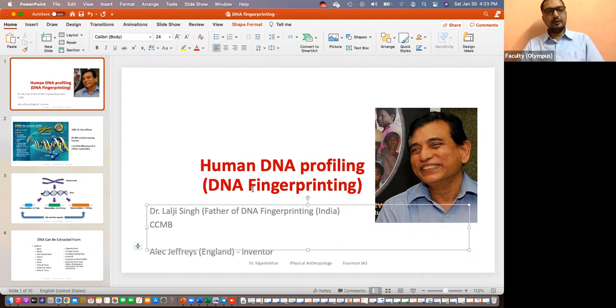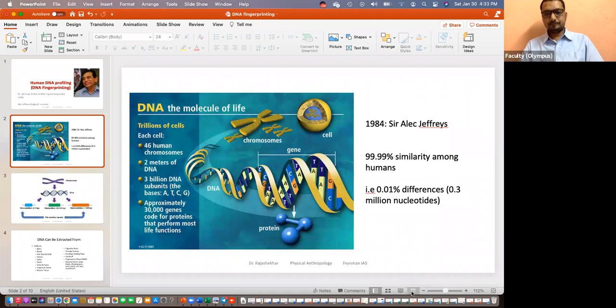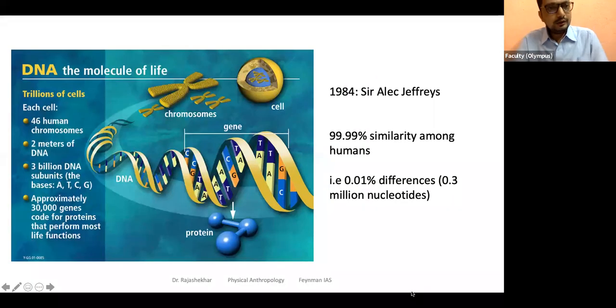How are we going to see that, and how does it work? Let me first explain the principle briefly. We already talked about this as part of unit 9.4, correct? We discussed that we have 99.9 or 99.99% similarity, depending on what source we are talking about. If it is 99.9% similarity, we have about 0.1% difference, correct? And considering 99.99% similarity, we have at least 0.01% differences among humans.